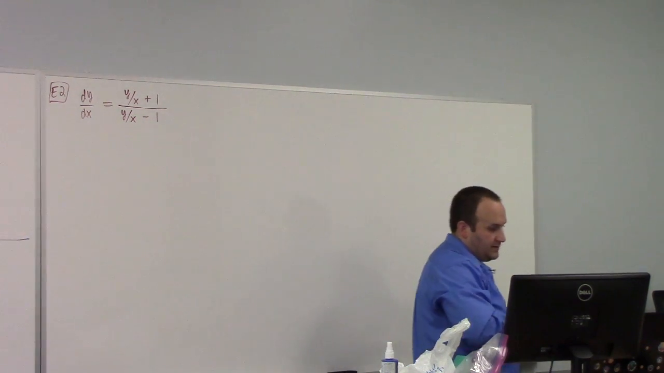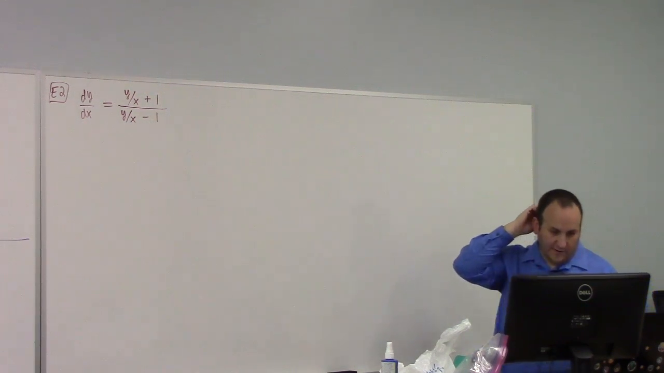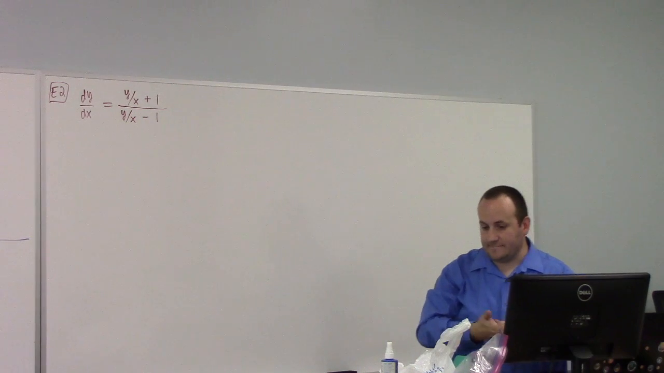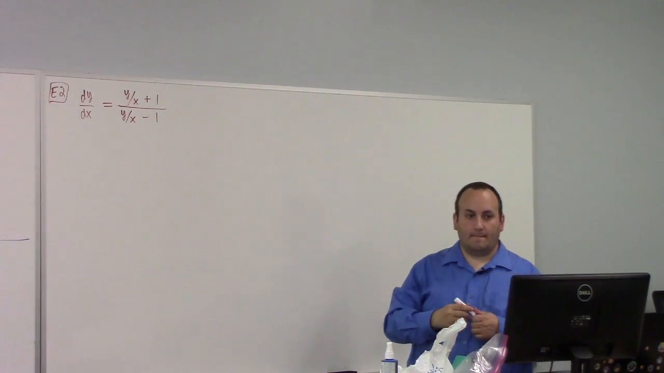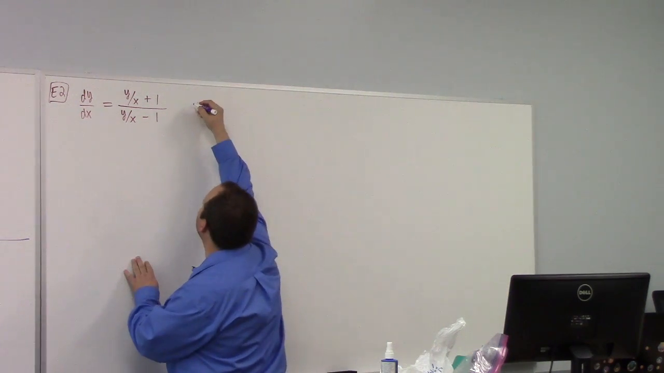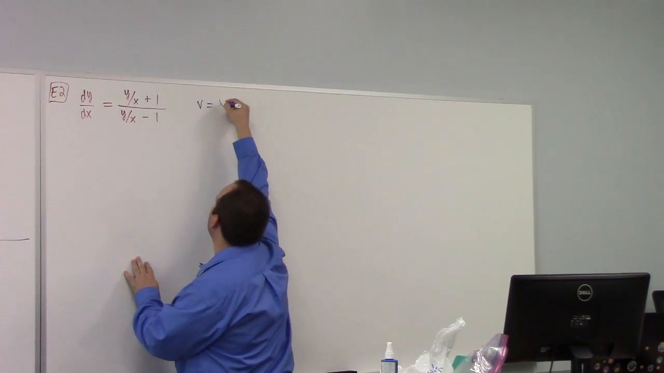All right, you guys. So what do you think we're going to make our substitution here? What should we make v? V equals what? We have a winner. So v equals y over x.